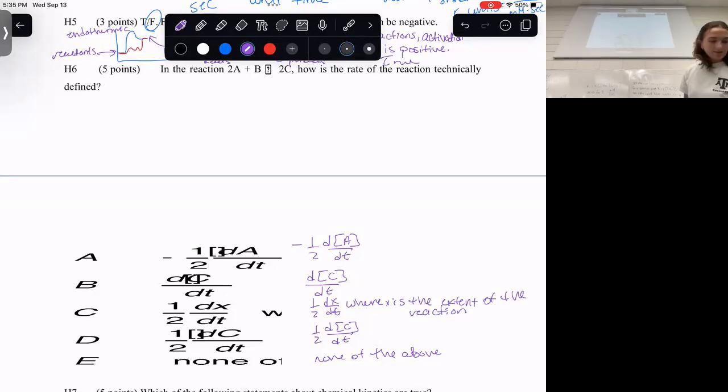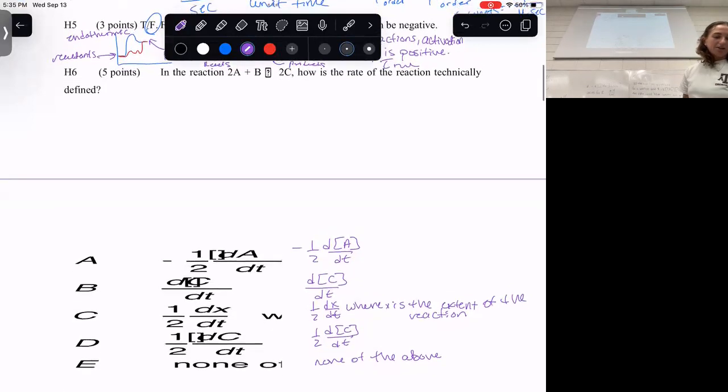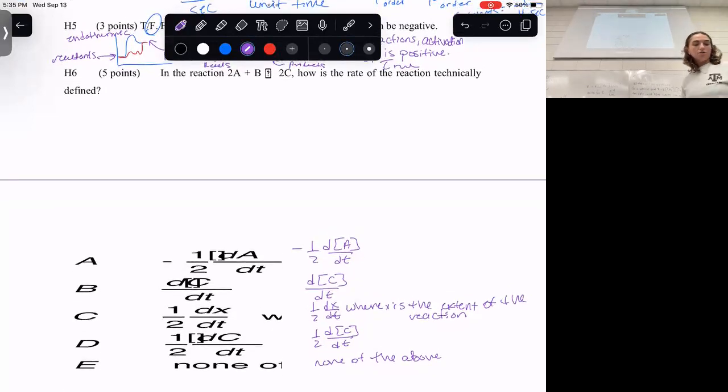So for question 6, we had in the rate of the reaction, 2A plus B goes to 2C. How is the rate of reaction technically defined? Right, so we're saying the rate of the reaction is always defined as dx over dt. Right, that's always the rate of the reaction. Is that an answer here? No, so it's going to be none of the above.